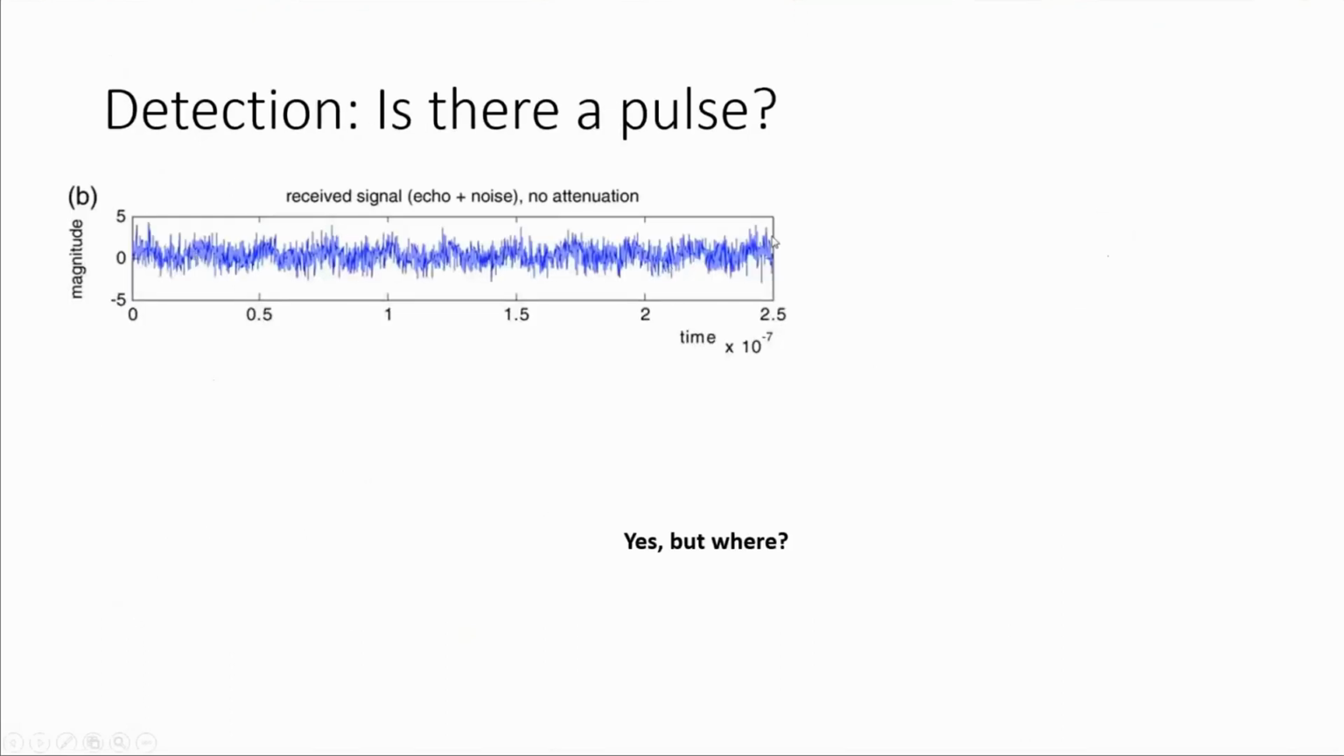Here's a curve with noise. There is a pulse in here. The thing is, where is it? How do you know what's the pulse and what's noise? Like, is this interference or is that my signal? I don't know. There is a pulse there, but the thing is, where is it?